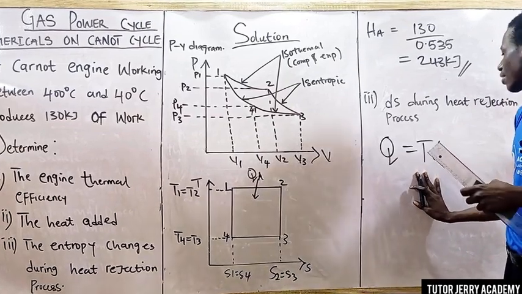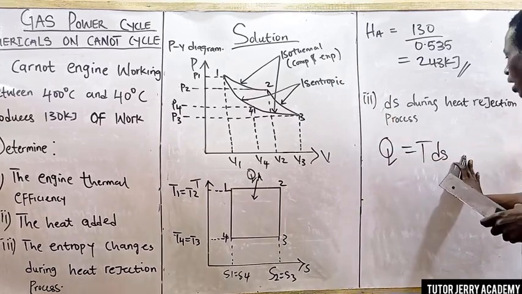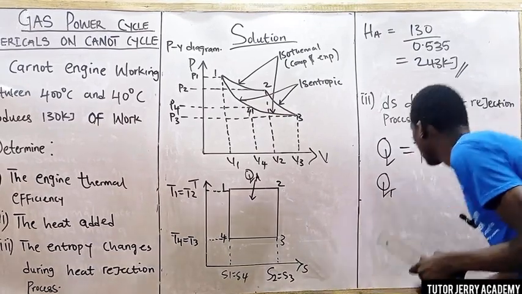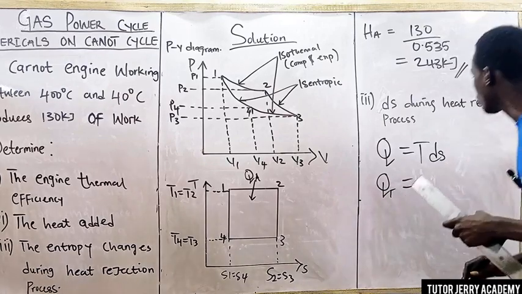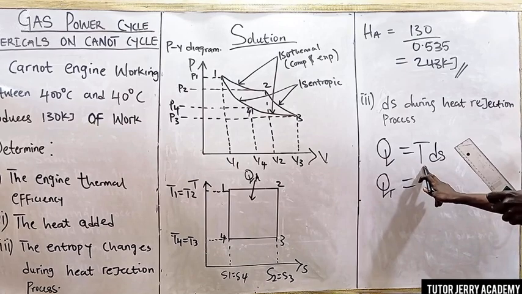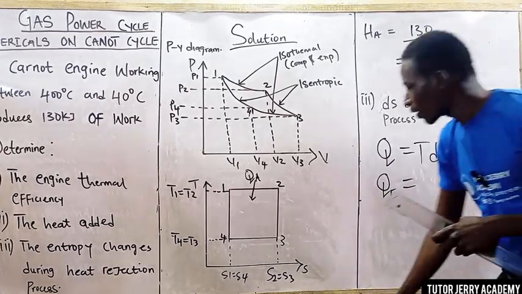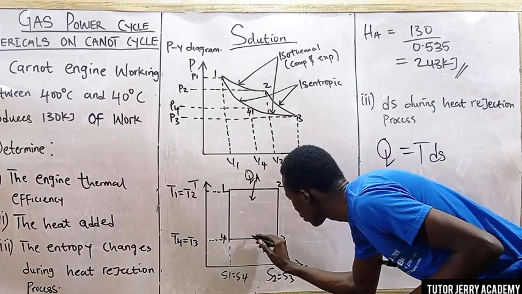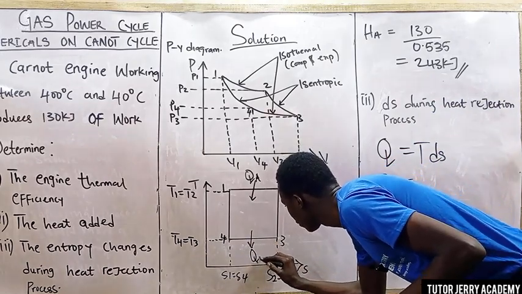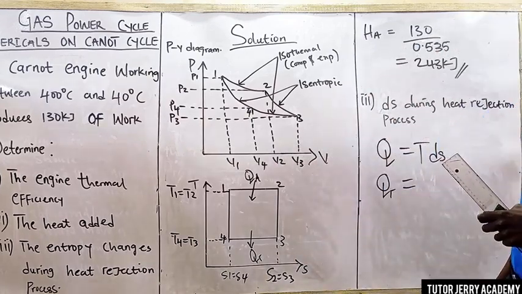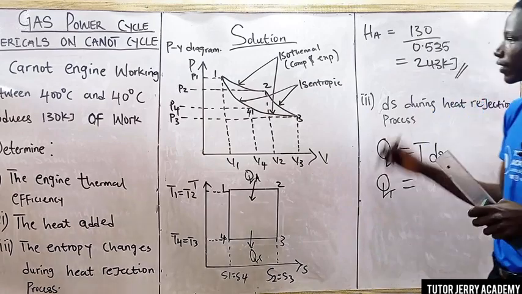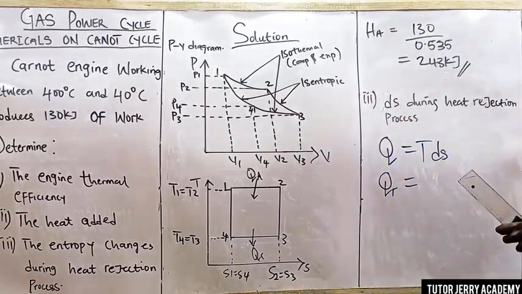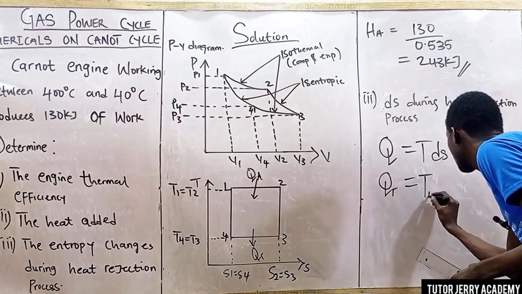So what do we do next? In view of this question, Q is the heat rejected, so we put Q_R equal to T, where T is our temperature rejected. Our temperature rejected is our minimum temperature, which occurs at this point. It is 40 degrees Celsius, which we have converted to 313 Kelvin, and it equals T4. It is also equal to T3. So we can denote that by T4 here.